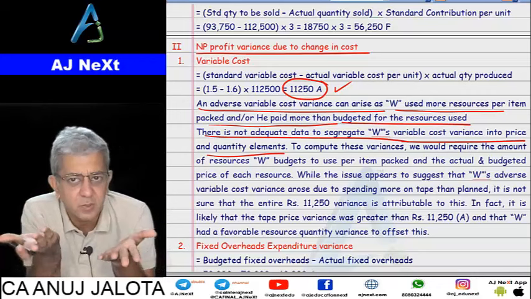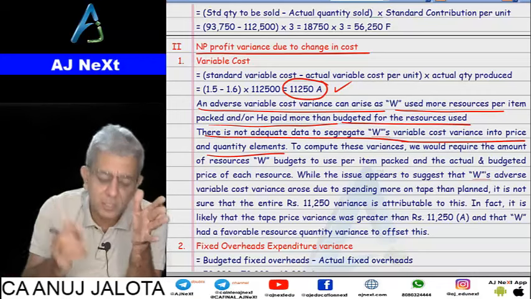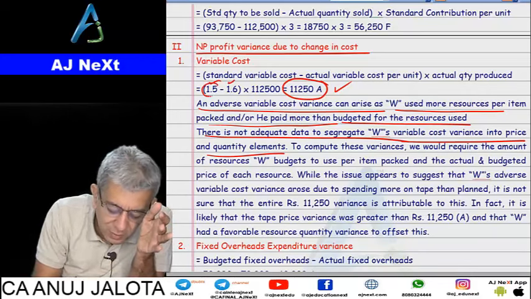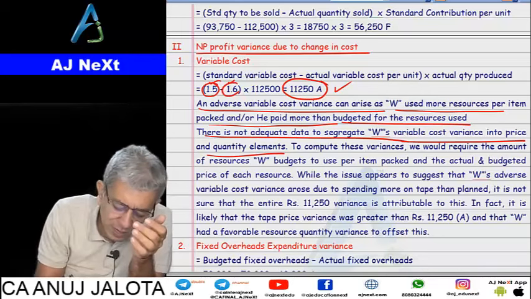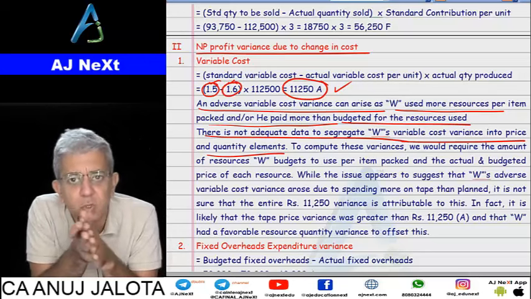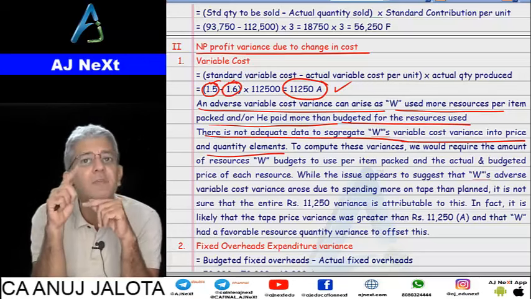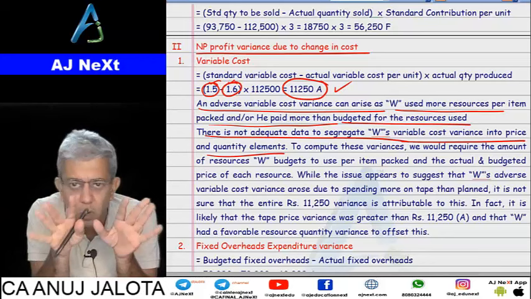We don't have that data. So that's what I told. We just have the overall figures, 1.5 and 1.6. We don't have the breakup of 1.5, that is quantity into rate. Same way, we don't have the breakup of 1.6 also, the quantity into rate. Like, you know, we all make a format for material, quantity, rate, amount, all that information is not there.